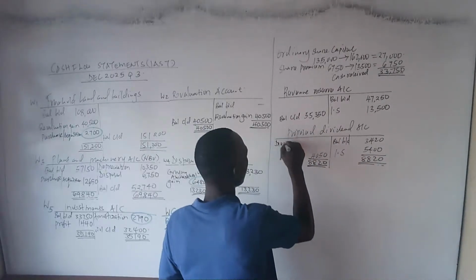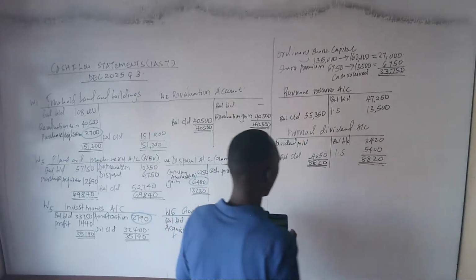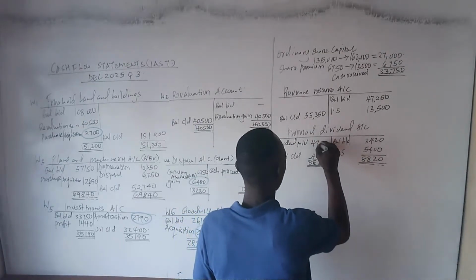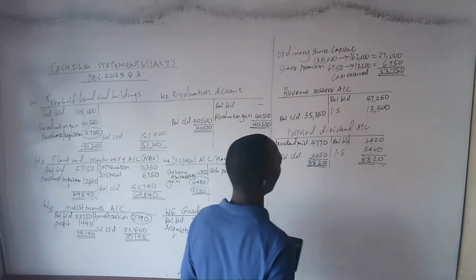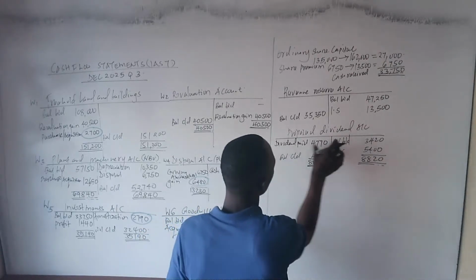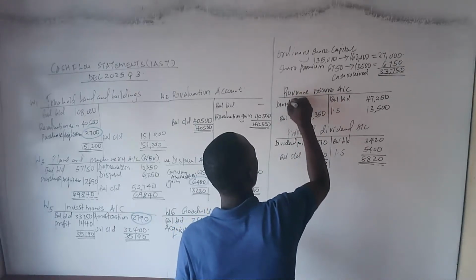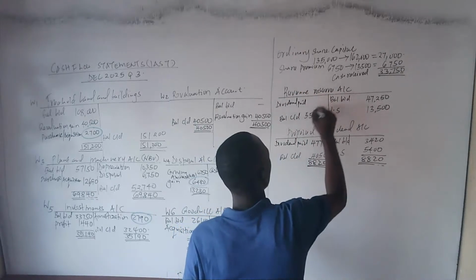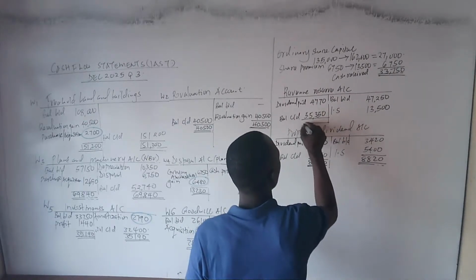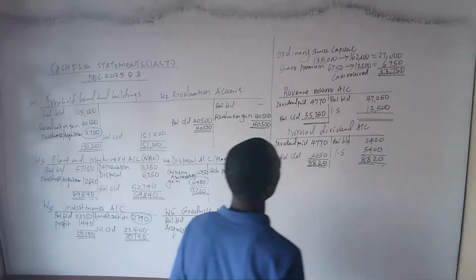Then we have the dividend paid. Dividend paid amounting to how much? So we raise 4050, so therefore here we are going to have 4770. We have 4770 in this case. So this is the dividend paid. We take this dividend paid and put it here in the revenue reserve account, the dividend paid of 4770.